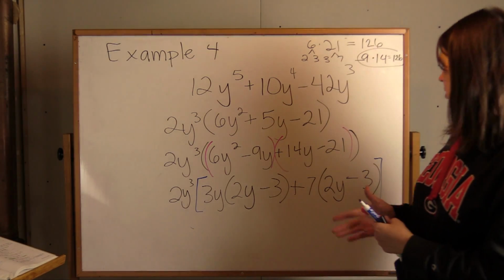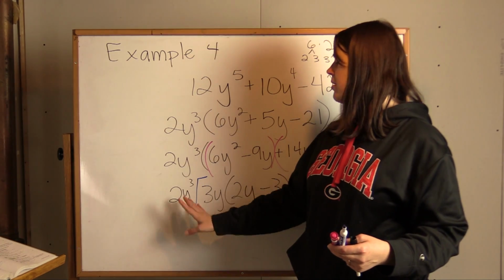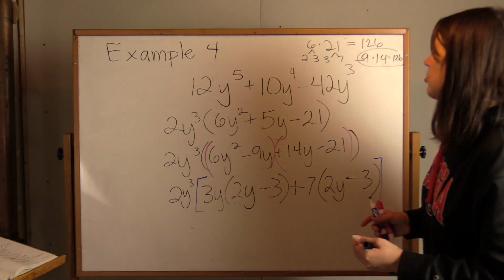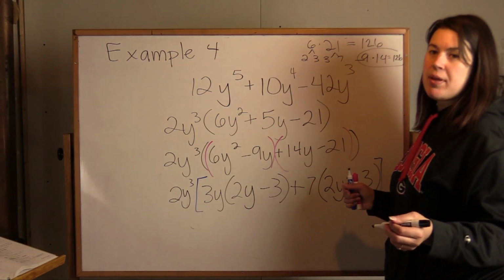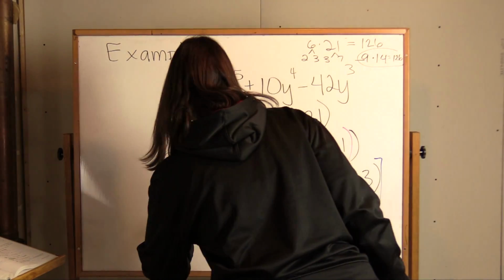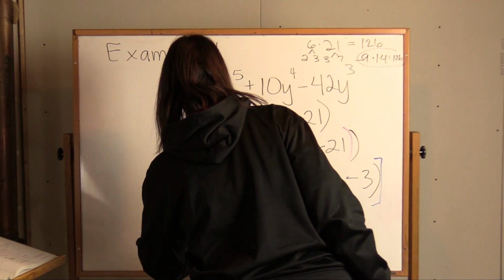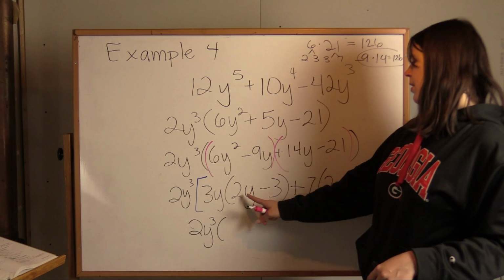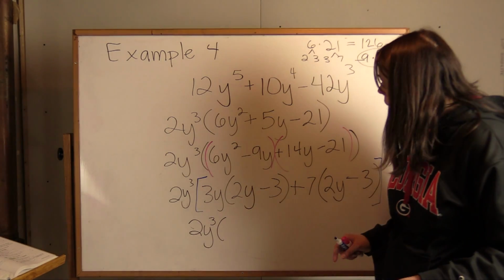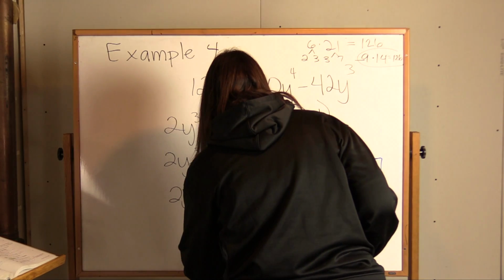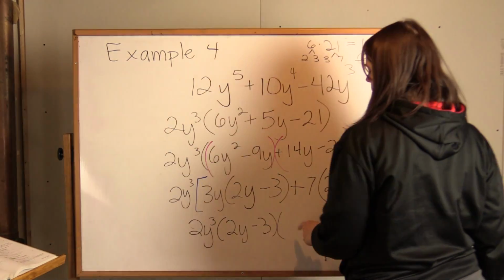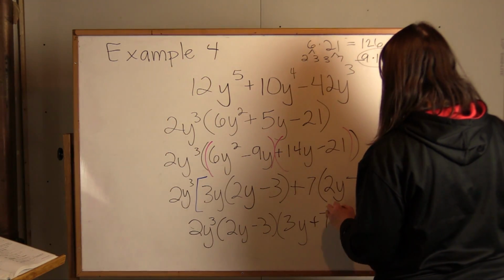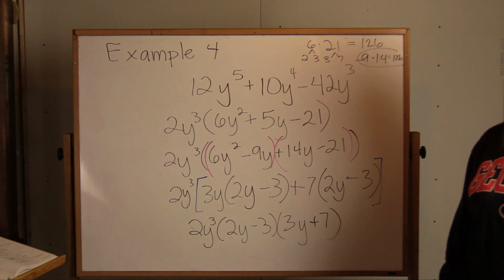Okay, so notice outside of the bracket, I have my 2y to the third, and inside is my factor by grouping. So now, to finish this up, I don't need the bracket anymore. I'm going to write 2y to the third parenthesis. Now, the parenthesis is going to be what I'm factoring out because notice we both have a 2y minus 3. So when I factor out that 2y minus 3, what's left behind? I draw my other parenthesis set. I'm left with a 3y, and I'm left with a plus 7. And that's your final answer.